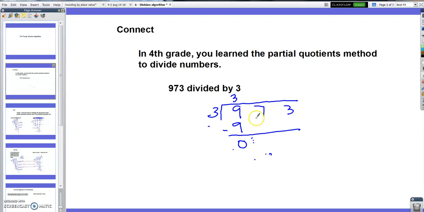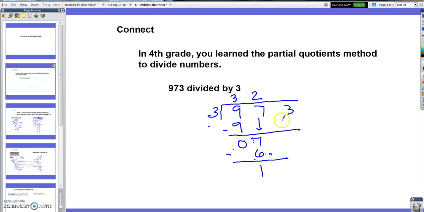And then once I've dealt with the 9, I deal with the 7 next. So now I'm looking down here at this, not at this, at this. I'm asking how many sets of 3, how close can I get to 7 with sets of 3 without going over? And the answer is that I can make 2 sets. I can do 3 times 2 is 6. If I were to do a third set, I would have 9. That's too many. So I can subtract my 6 from my 7, and I have 1.